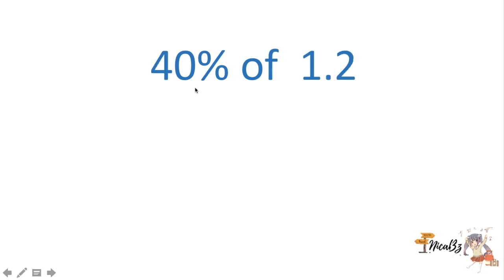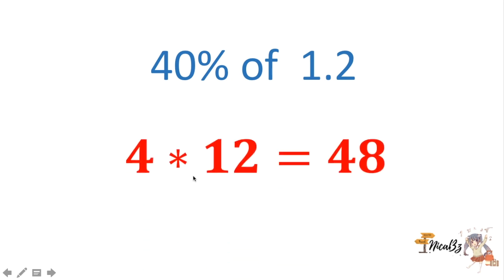Now, what if we have decimals? Well, we follow the same rules, but this time we disregard the decimal point. For example, 40% of 1.2. So that's 4 times 12, which is 48. We just move places to the left to make the number lesser than the given. So in here, from 48, we move to the left. The answer is 0.48.